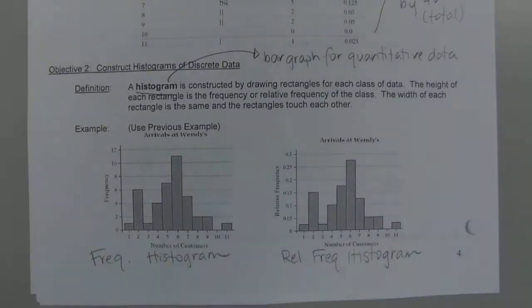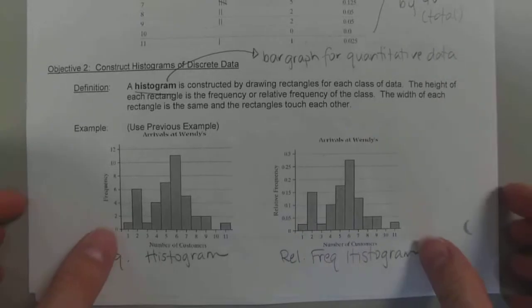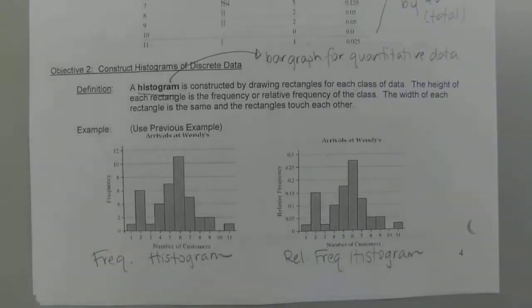Okay? So that stays consistent. Whether it's qualitative data or quantitative data, bar graphs are going to go to their actual height or frequency. Relative frequency bar graphs are going to just go to their relative. Okay? All right. So let's go ahead and start talking about the top of page 4.